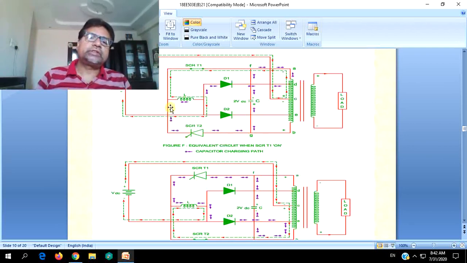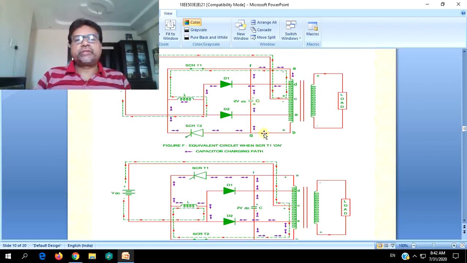It flows via inductance, D1 and this, but at the same time it will also flow like this via T1, F and back. That is, first the capacitor applies a reverse voltage via T2, T1, F. That is C, G, T2, T1, F and back to C. Because of this reverse bias, SCR T1 will be turned off as its anode current decreases to 0.